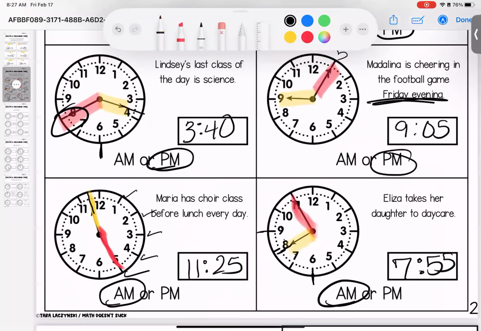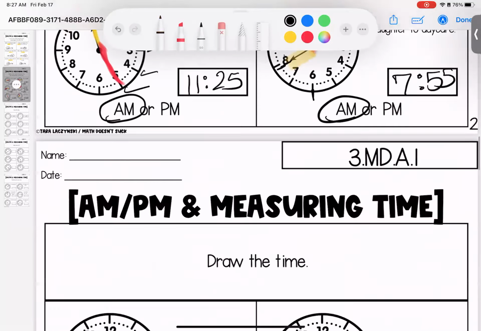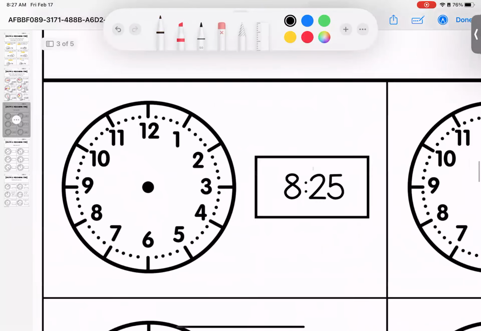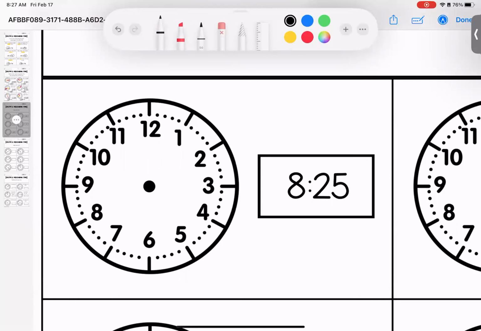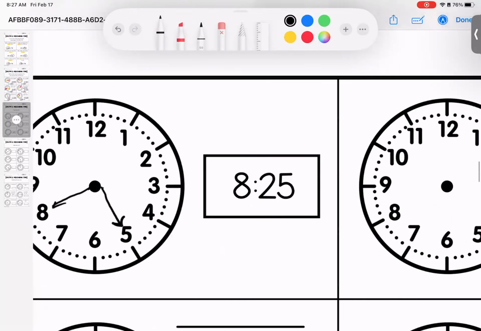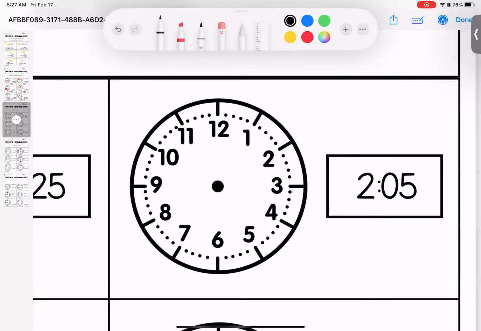Any questions on this? Bring them with you to class. This time you have to draw the time. So we're doing 8:25. My hour hand is on the 8, and 25 is my 5. Over here, drawing the time 2:05, my hour hand is pointing to the 2, and my minute hand is on the 1, which is 5 minutes, so 2:05.